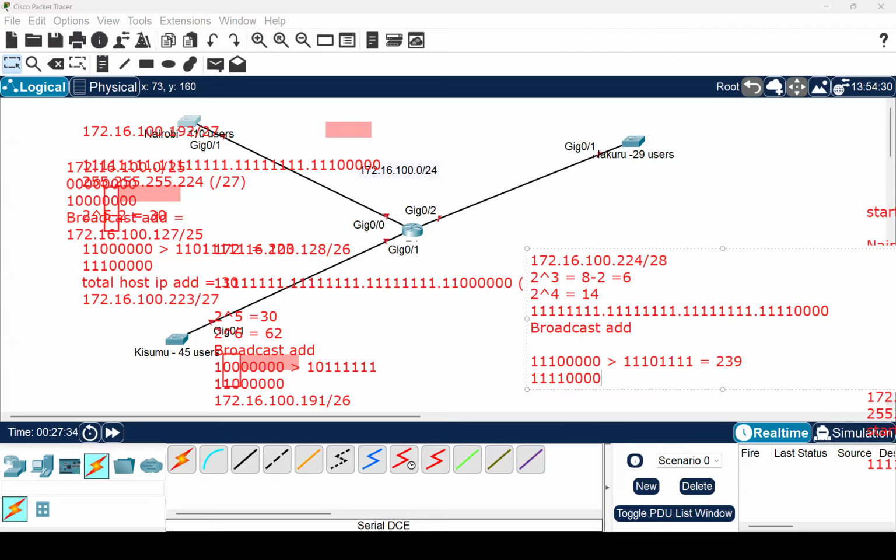And so with that, our broadcast address will be 172.168.100.239 but slash 28. That is how you work out VLSM, subnetting to meet network requirements that have different requirements in terms of host IP addresses. Up to that point, any question that anyone wants me to clarify?